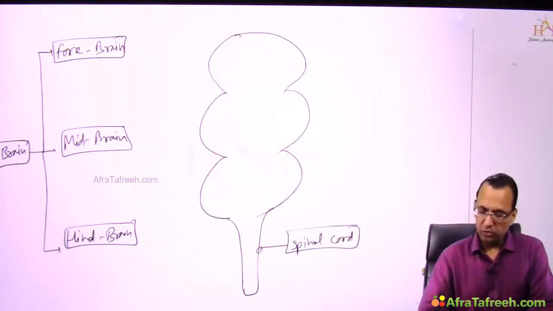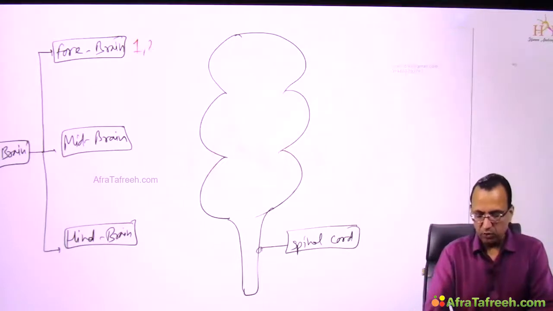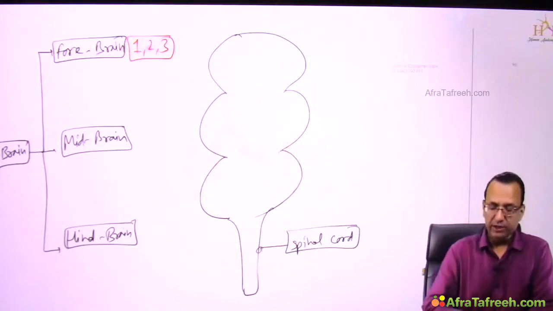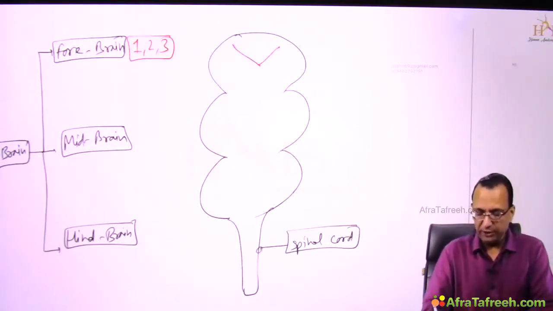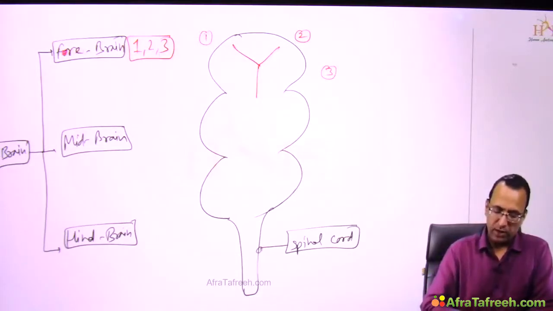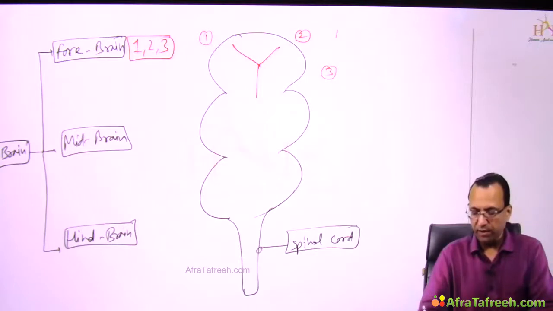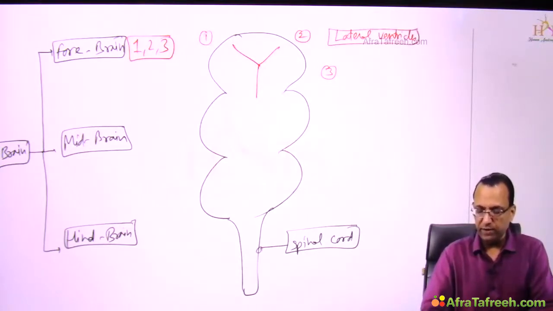Which ventricles do you have in the forebrain? I have ventricle 1, 2, 3. Ventricle 1, 2, 3 is present in the forebrain. Let us discuss the ventricle 1, 2, 3 in the forebrain then. See, they are arranged in a Y-shaped manner. This is ventricle 1 going to the right side, ventricle 2 going to the left side, and ventricle 3 in the midline. So in the forebrain you have ventricle 1, 2, 3, and 1 and 2 are going right and left side? Yes, that is why they are also called the lateral ventricles together.